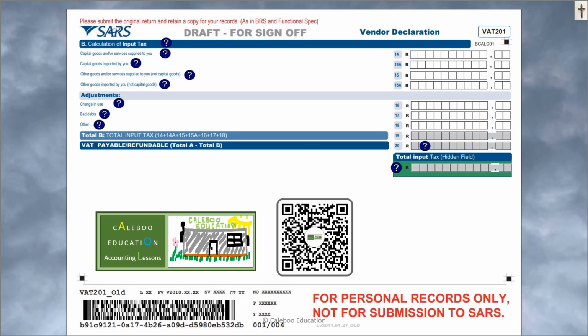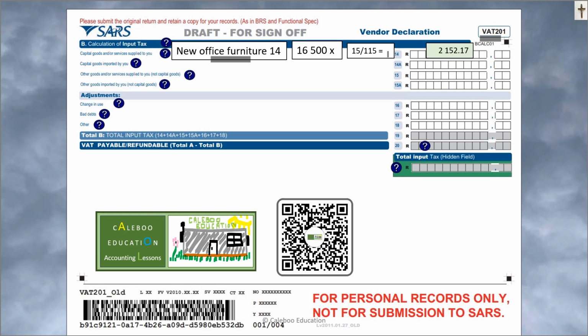We are now going to calculate the input VAT. So let's have a look. We're on the VAT 201 form, page 3. Where could we claim input VAT? New office furniture was bought. It goes into block number 14. And the purchase price was 16,500, including VAT. We multiply by the VAT fraction, and the input VAT that we can claim on the office furniture is 2,152.17.